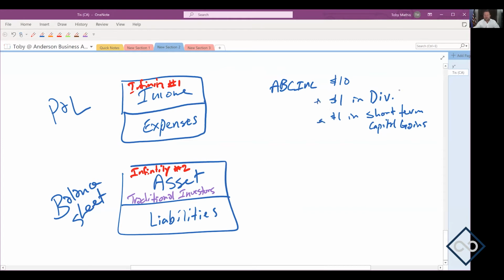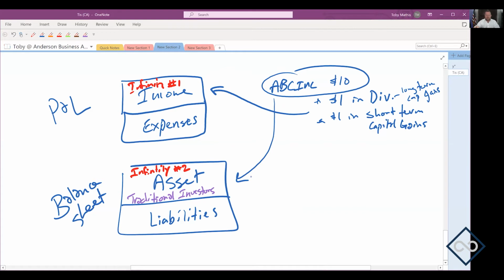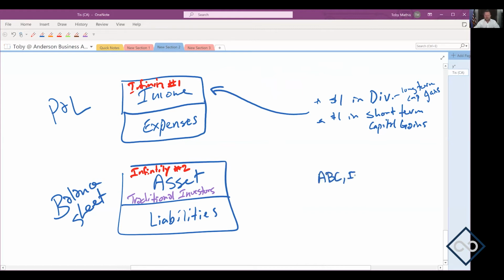And on the dividends, if it's U.S. companies, this is going to be treated as long-term capital gains. Your head is spinning, okay, we have different types of income sources here, right? That's all going right here. This guy right here, ABC Inc., actually lives down here on the asset side. So if I'm going to write this up and show you what it would look like on a balance sheet, you'd be carrying your shares. ABC Inc. would be sitting on your asset sheet.